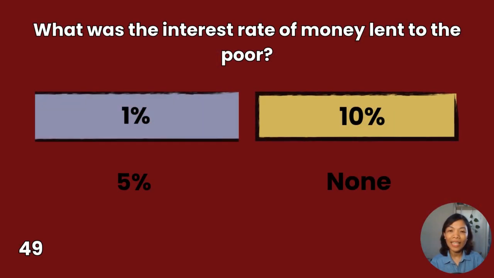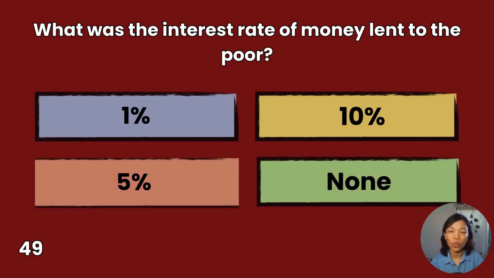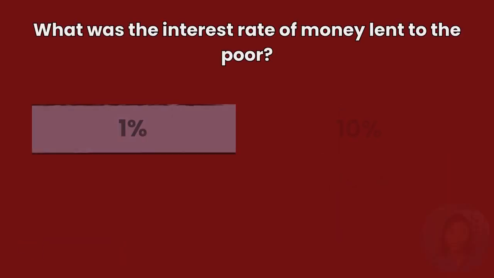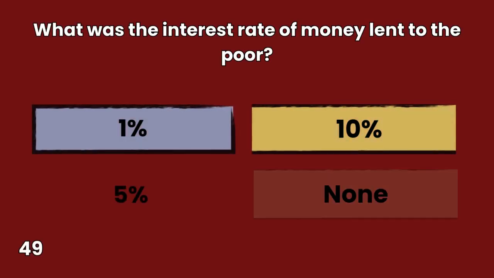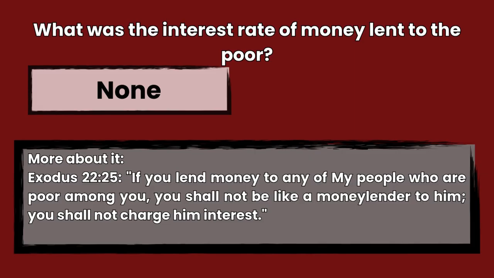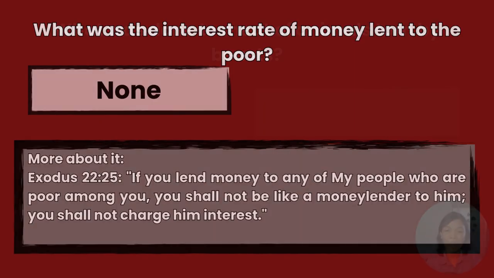49. What was the interest rate of money lent to the poor? 1%, 5%, 10%, none. You have 10 seconds to answer. The answer is none. Exodus 22:25. If you lend money to any of my people who are poor among you, you shall not be like a moneylender to him. You shall not charge him interest.